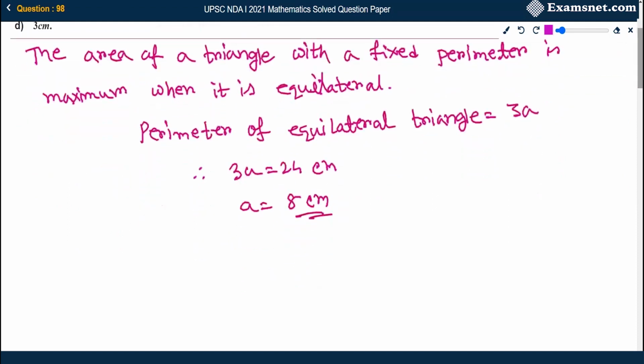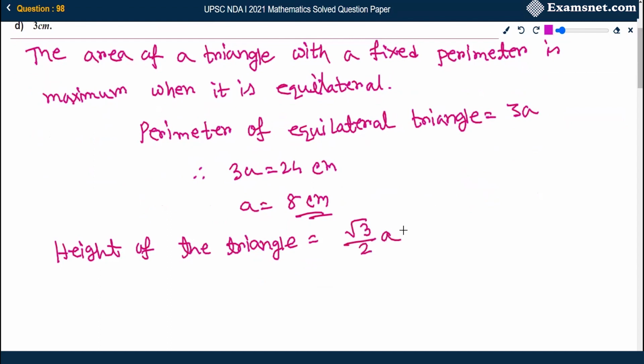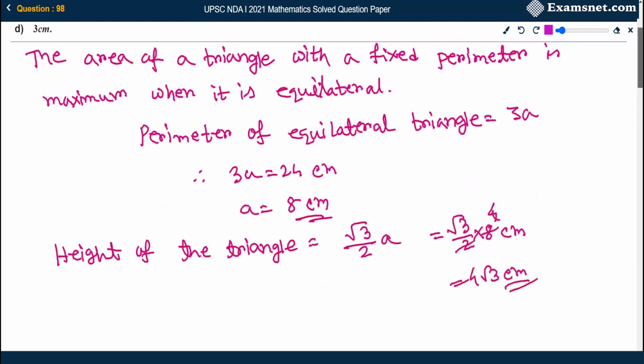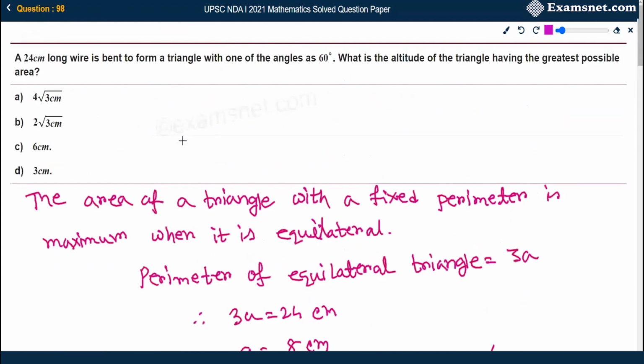Okay, and we also know the formula for finding the height of the triangle. The formula is root 3 by 2 a. This formula is applicable only for an equilateral triangle. So here, root 3 by 2 multiplied by 8 centimeter is 4 root 3 centimeter, which is the possible altitude. So here option A is the correct one.